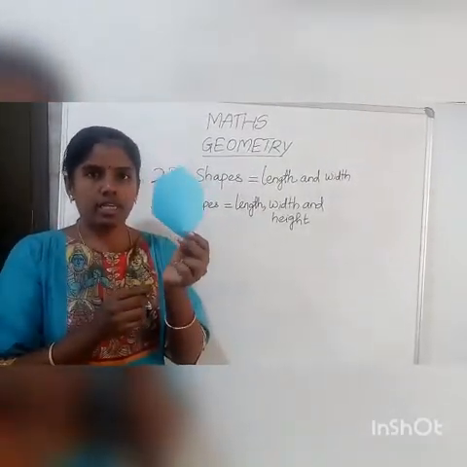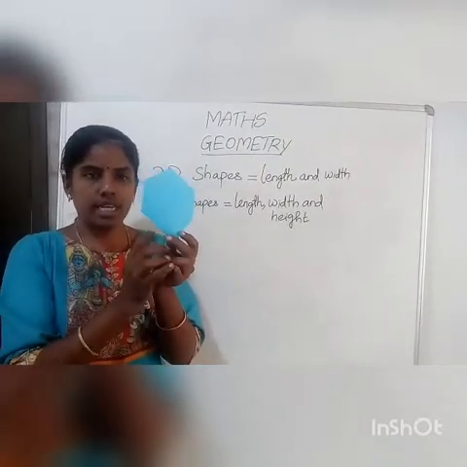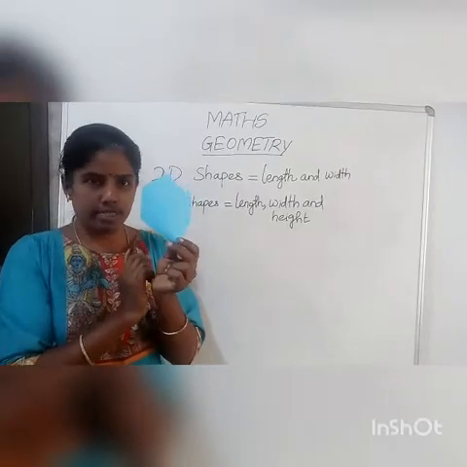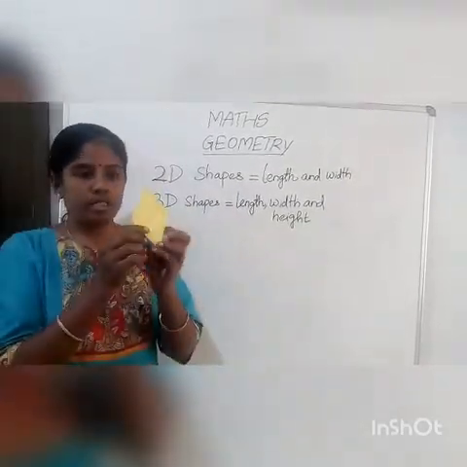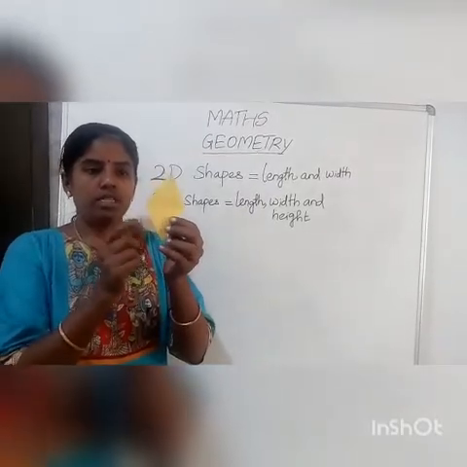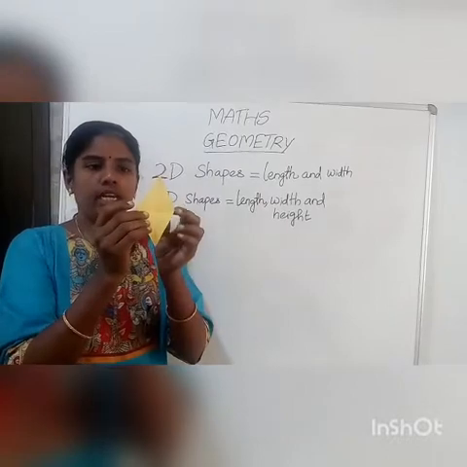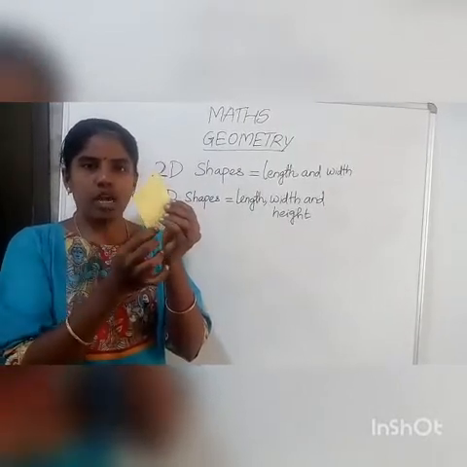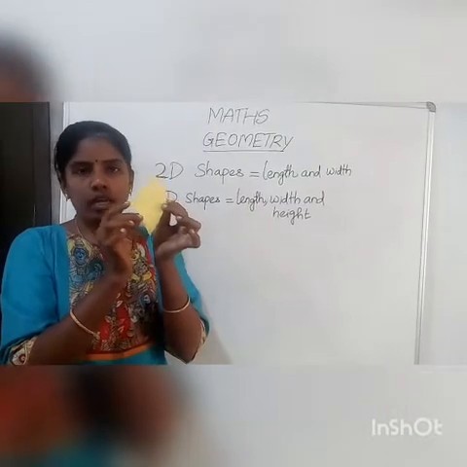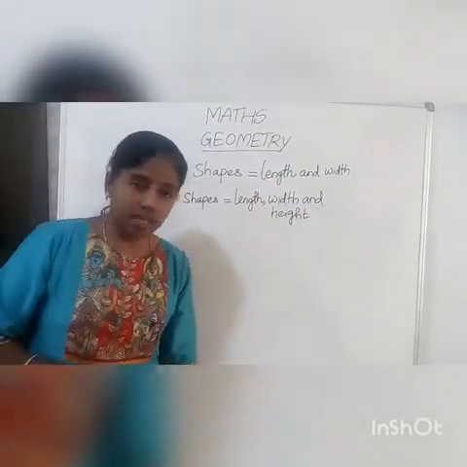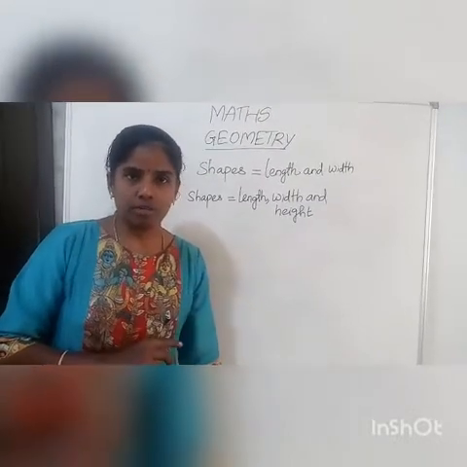Hexagon. A hexagon has six sides, okay, six sides and six vertices. The next one is the rhombus. The rhombus has four sides and four vertices, and it also has diagonals which are unequal. So a rhombus has unequal diagonals. So these are the 2D shapes that we learned in this chapter, Geometry.